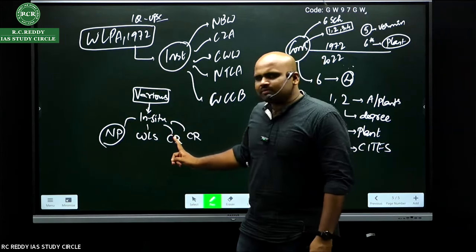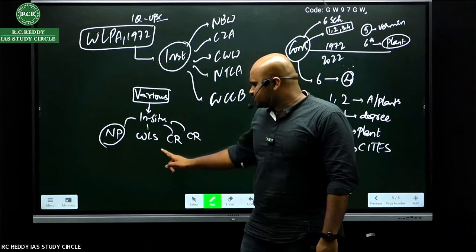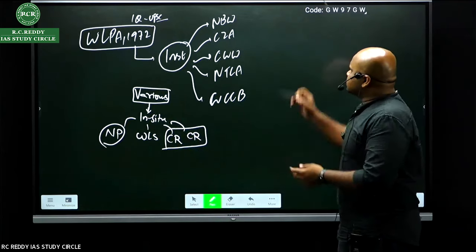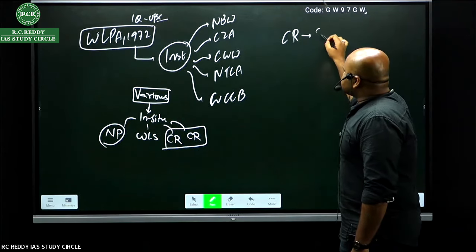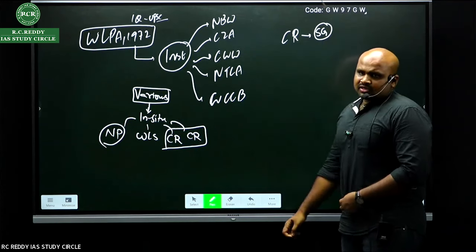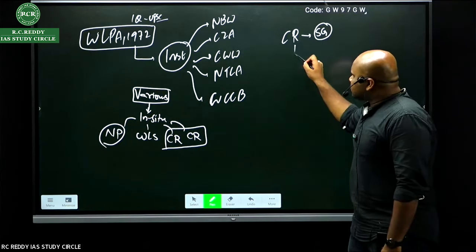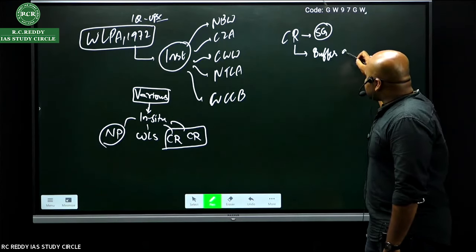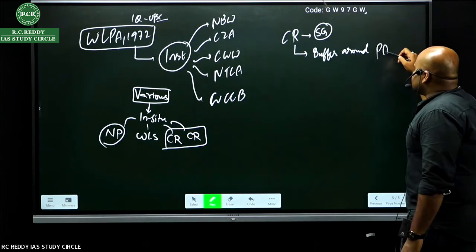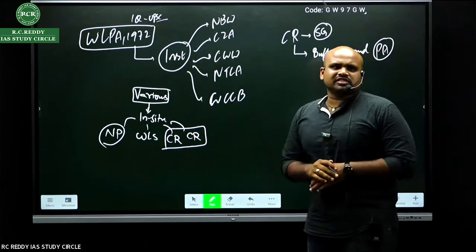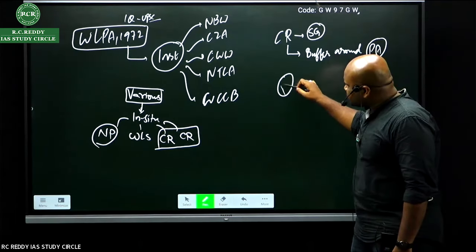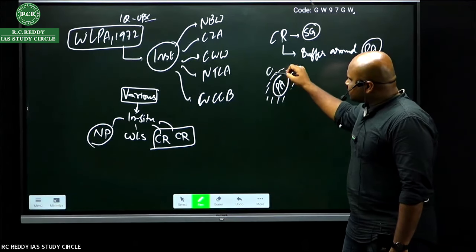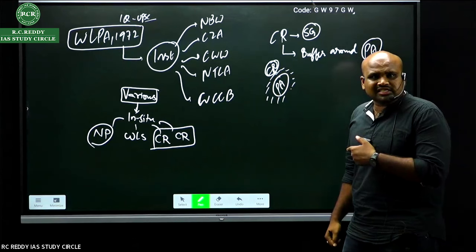Then when I look at community reserves and conservation reserves, please understand the small difference that exists. Conservation reserves are declared by the state government. They are majorly declared as buffer regions around the protected areas. That means if this is a protected area, and some region around it is declared by the state government as a conservation reserve, why are they declaring this as a conservation reserve?